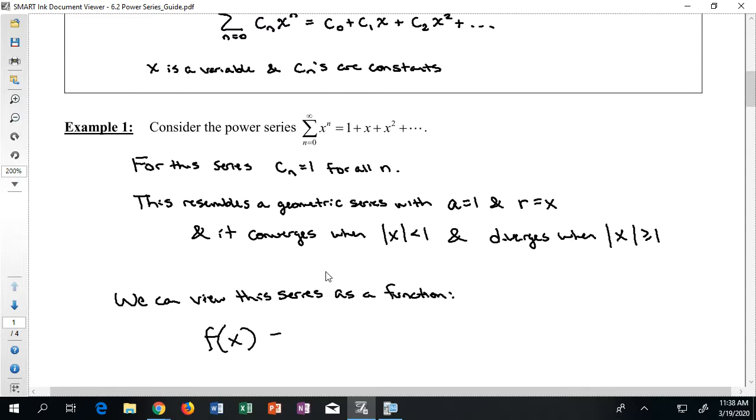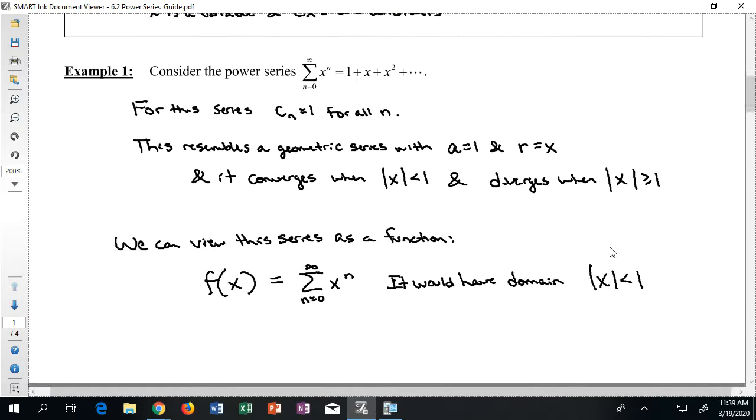Like maybe it's f of x equals, and this is just the formula for that series, right? So I can view this as a function of x, and then I can talk about the domain of that function. It would have domain: absolute values of x have to be less than 1, because those are the only numbers I can plug in that allow me to compute a value back. So when we say absolute value of x is less than 1, that gives us that x's have to be somewhere between negative 1 and 1, meaning that I would have a domain of negative 1 to 1. If I plug those numbers into this big, infinitely long polynomial thing, I get something.